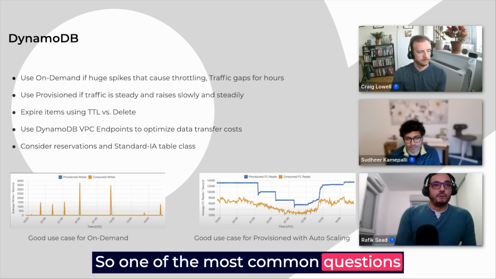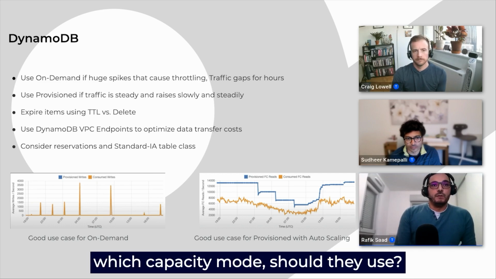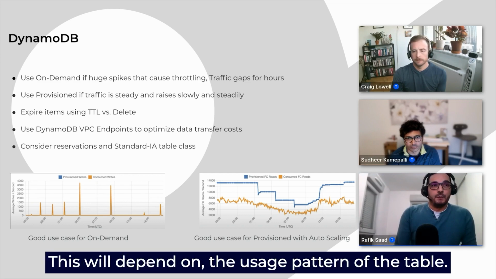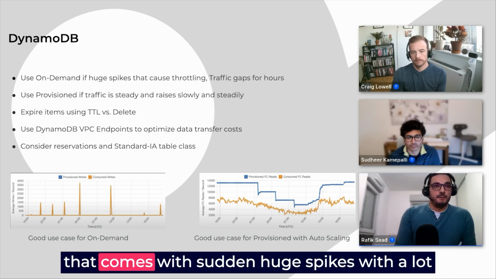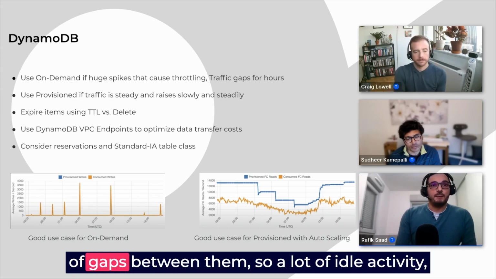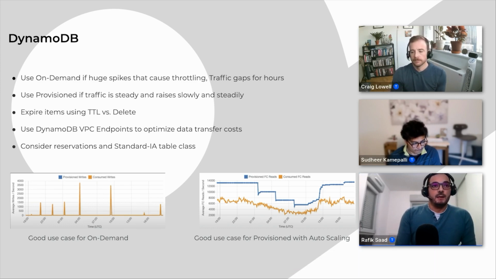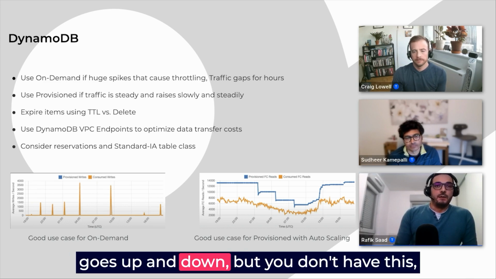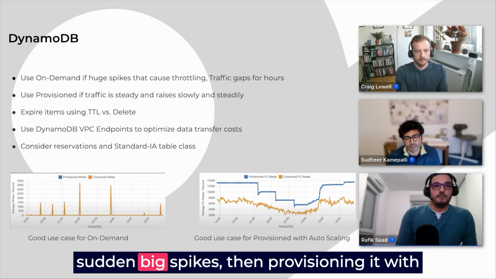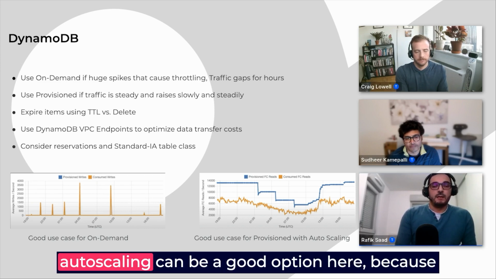So one of the most common questions that we receive from customers is which capacity mode they should use. This will depend on the usage pattern of the table. So if the table has some kind of spiky workload that comes with sudden huge spikes with a lot of gaps between them, so a lot of idle activity, this is exactly the use case for on-demand. And if the workload is kind of steady, even though it goes up and down, but we don't have these sudden big spikes, then provisioned with auto-scaling can be a good option here because it would be less expensive than on-demand.